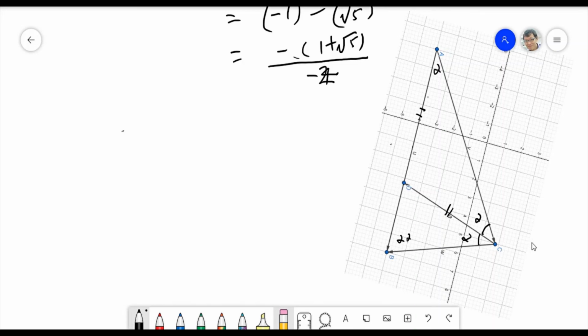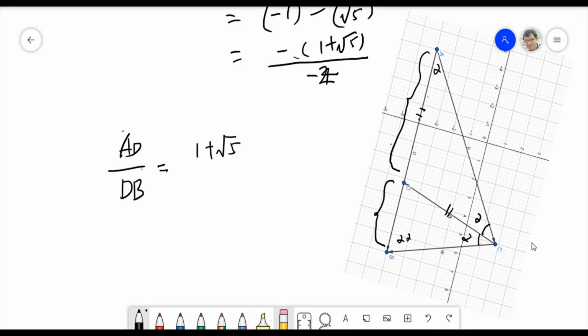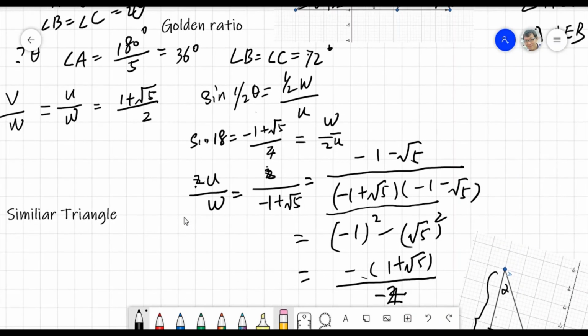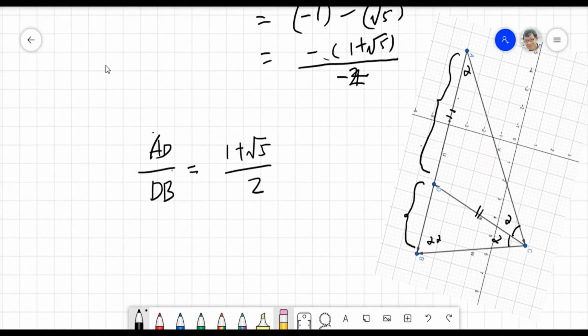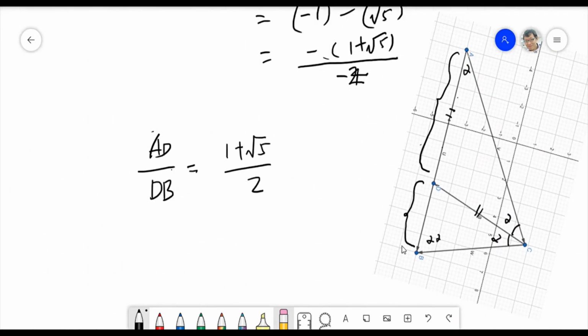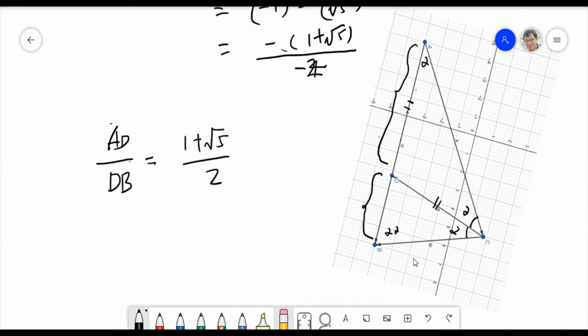Then we get the same thing here: AD divided by DB. What does that mean? It's this part divided by this part, and it equals 1 plus square root of 5 over 2. It's very familiar, right? Very familiar, 1 plus square root of 5 over 2, the same as side divided by base. So why is it like this? In fact, it's easy to prove.